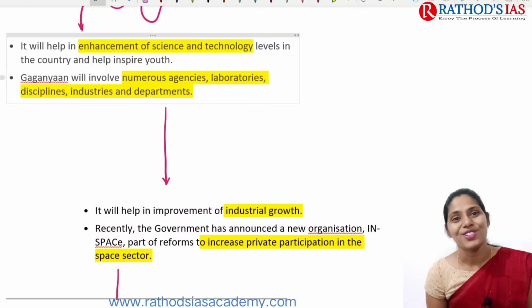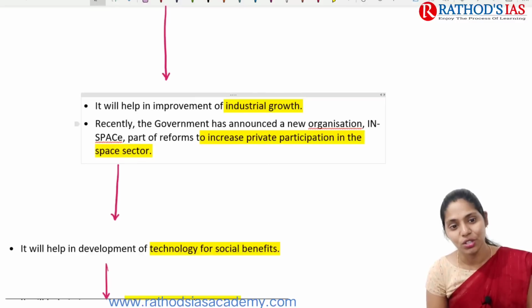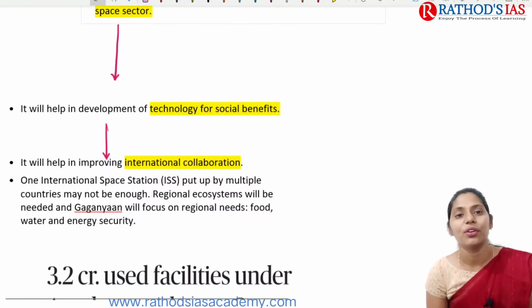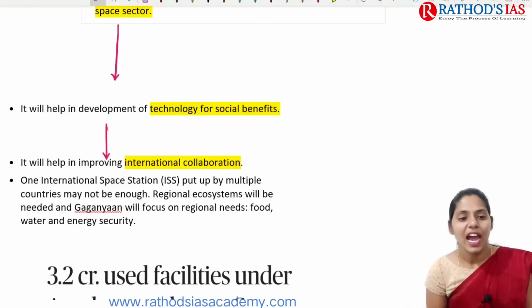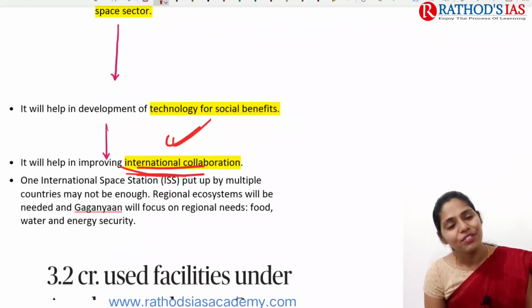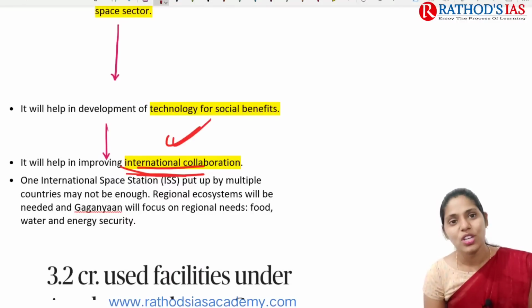And next one is, it will also help for improvement in the industrial growth, and it will be helpful for increasing private participation in the space sector, and also for the development of technology for social benefits. Even it will be helpful for removing whatever loopholes are present in our science and technology development. Apart from that, we can also improve international collaboration as well. Okay, so this is about this topic.